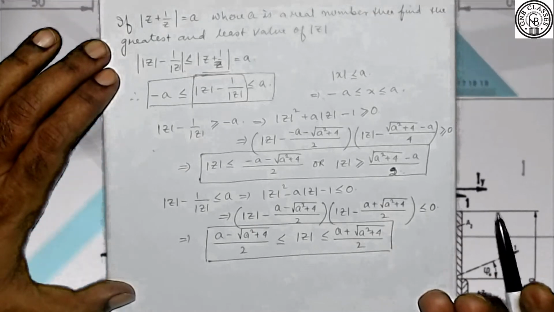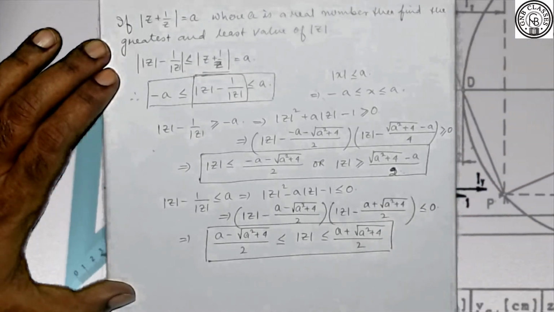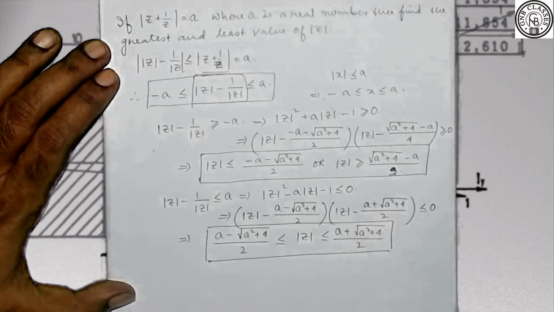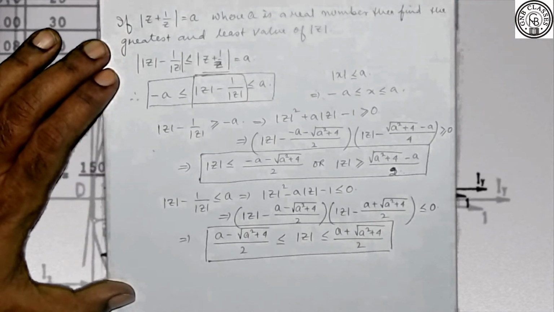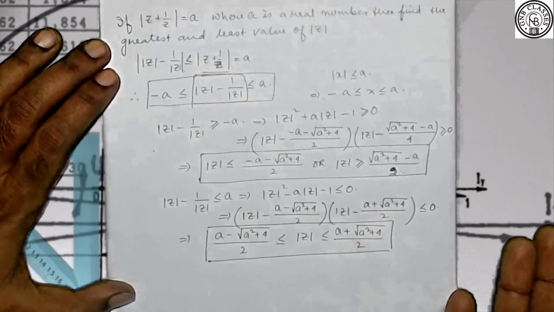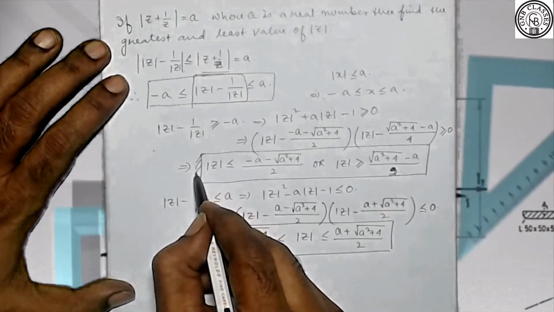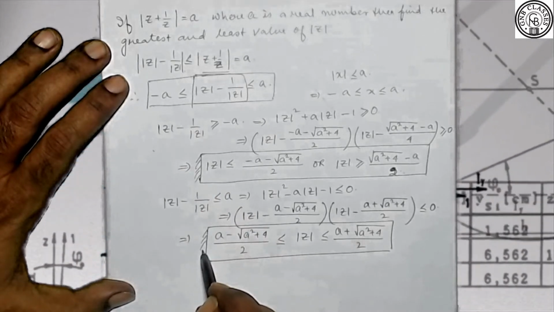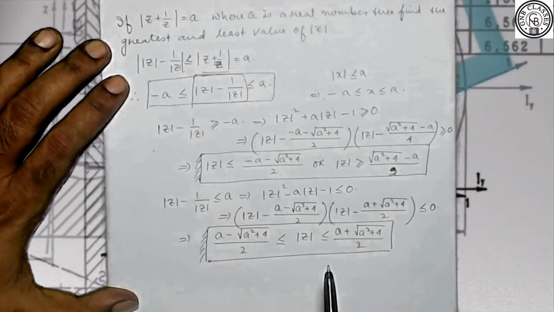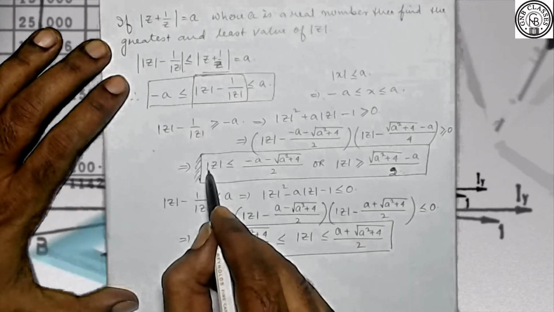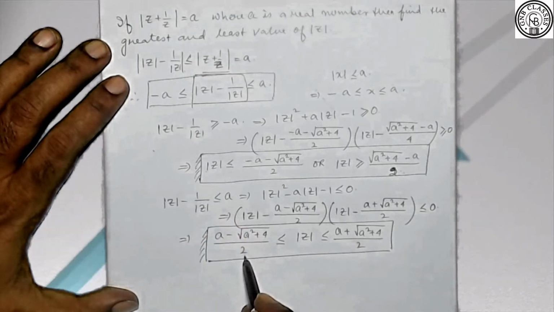Okay, so if we know that if alpha and beta are the two roots of any quadratic expression, then the quadratic expression can be written as (x minus alpha)(x minus beta). That's exactly what I have used here. Now the question comes, from the first one we got this, from the second one we got this. Now we have to find out the range of mod z which satisfies this condition as well as this condition.